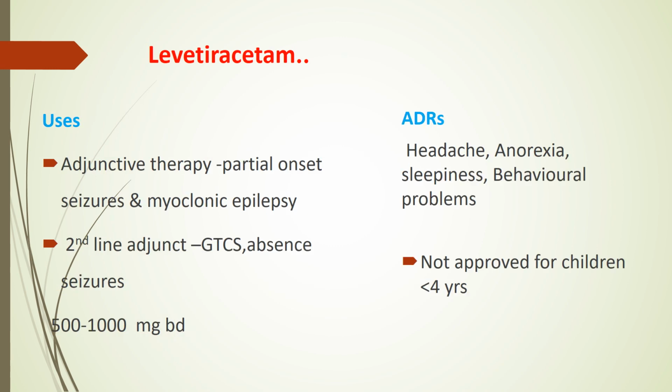Coming to the uses, it is used as an adjuvant agent in partial onset seizures as well as in myoclonic epilepsy, and could be used as a second line adjuvant agent in generalized tonic-clonic seizures and absence seizures. It produces certain adverse effects like headache, anorexia, behavioral problems, sleepiness, and it's not usually approved for use in children.